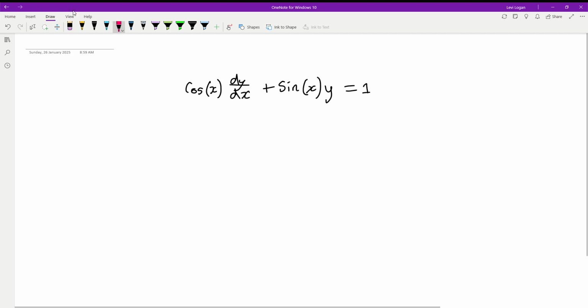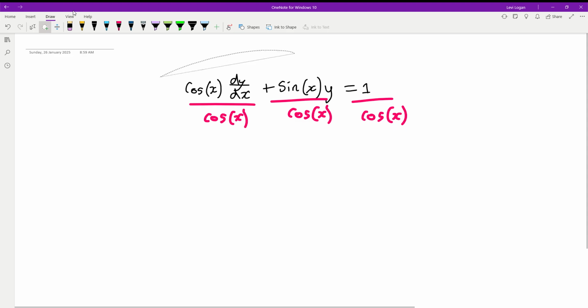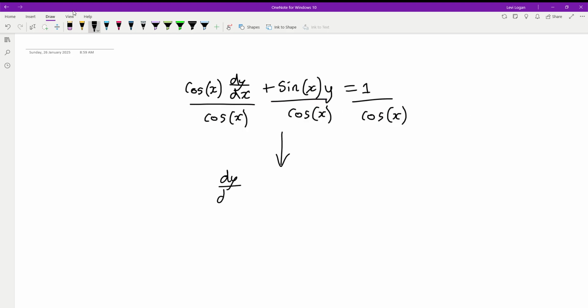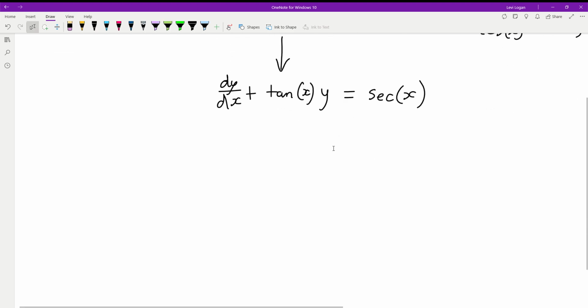So if I divide everything by cos x, this is what we're going to get. I'll just make this black so it stands out a bit more. We'll get dy/dx plus sine over cos, which is just tan x, times y, equals 1 over cos, which is just sec x, because 1 over cos x is sec x, with respect to x. Now we've got it into a form where this is actually quite good. So we actually have it in a form like this.